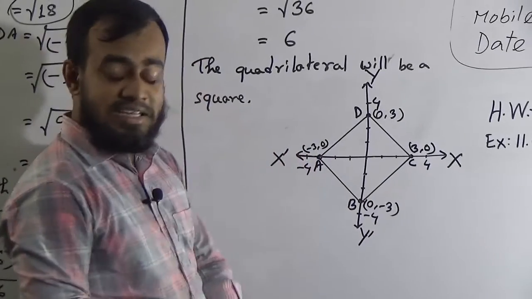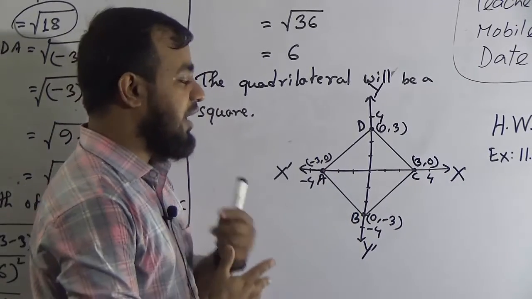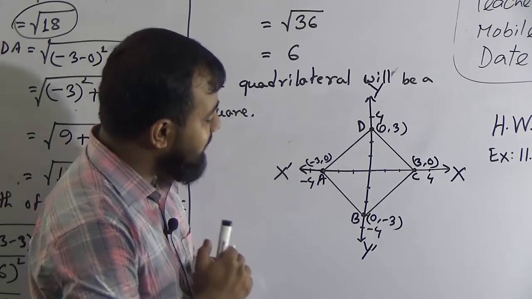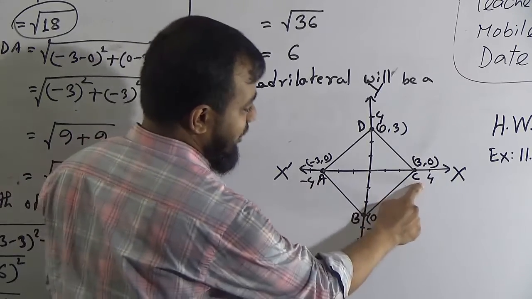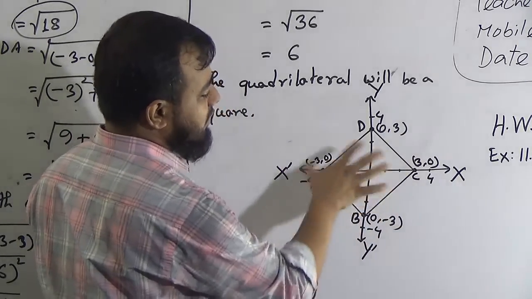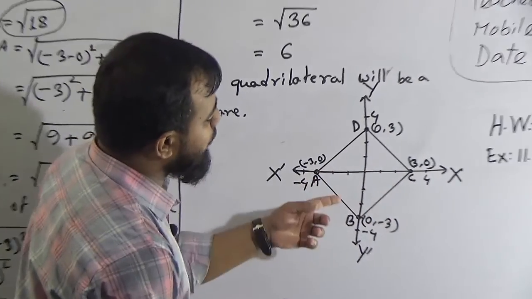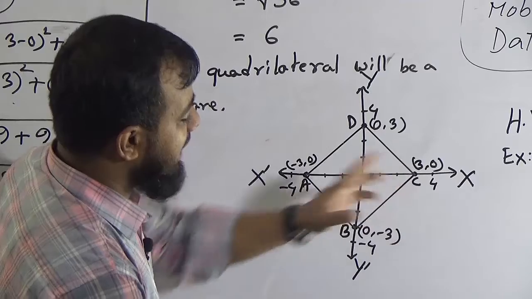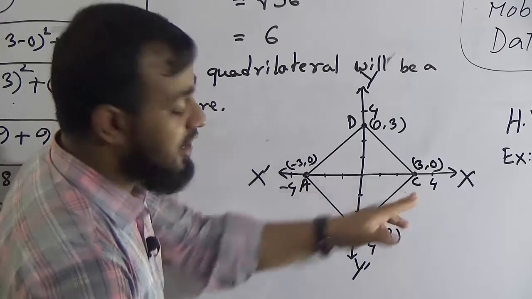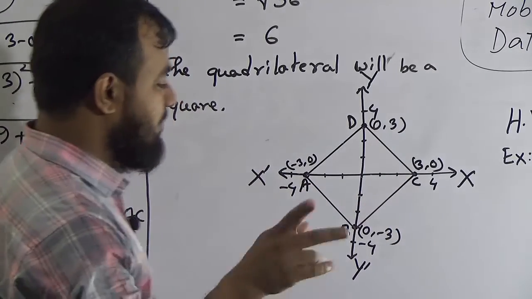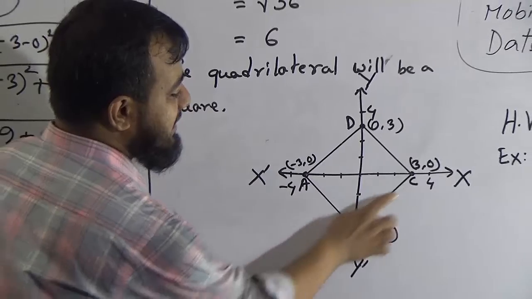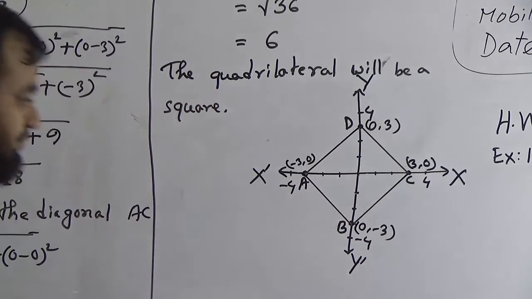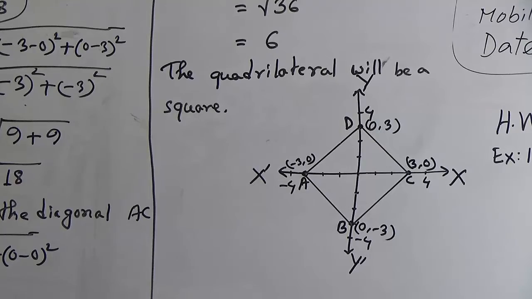We know that in each and every square, the diagonal divides that square into 2 equal triangles. That means this diagonal AC divides this quadrilateral into 2 equal parts. That means the area of ADC and the area of ABC will be equal. I repeat, my students, the area of ABC and the area of ADC will be equal to each other. In this way we can solve the second one.